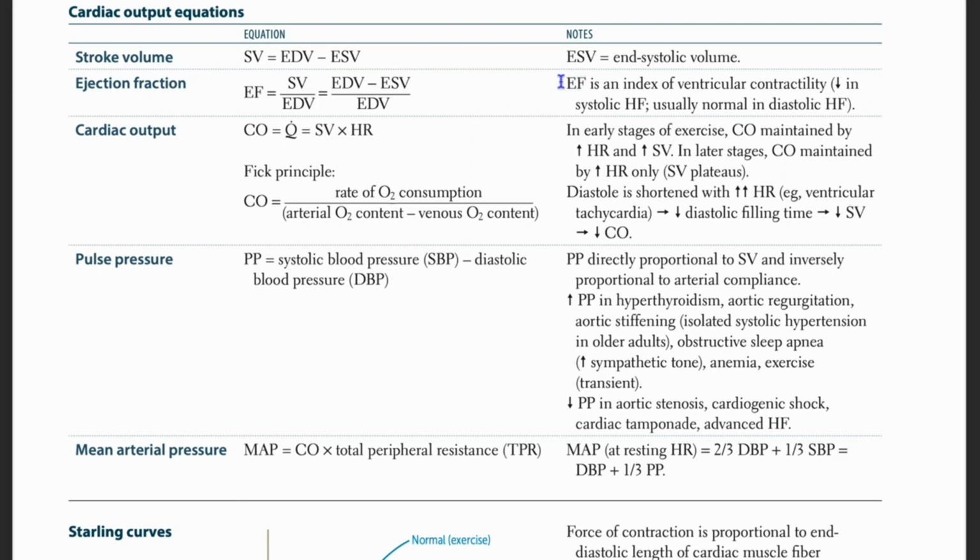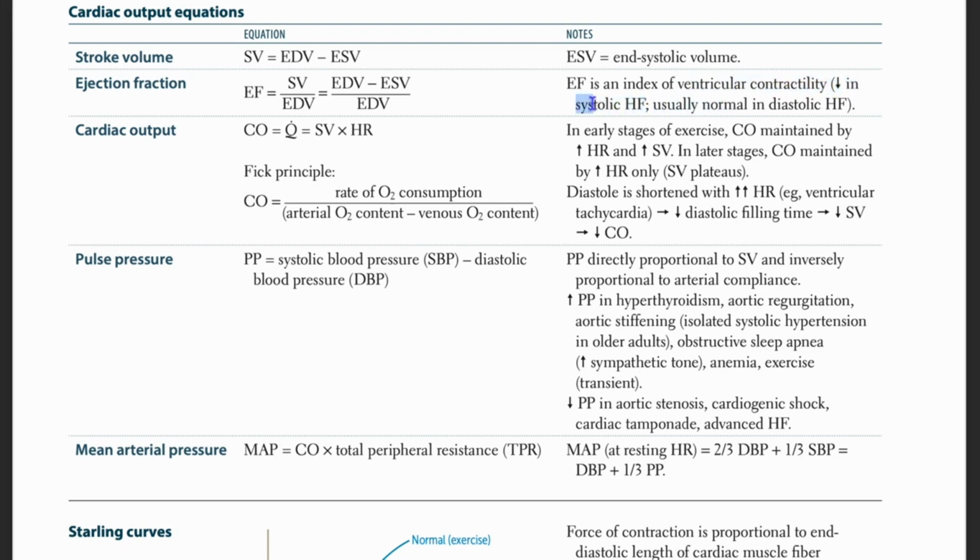Ejection fraction normally is around 55 to 65, I think. So anything lower than that would be decompensated. Okay, so ejection fraction is an index of ventricular contractility. That's what it determines. Okay, so a decrease in systolic heart failure.